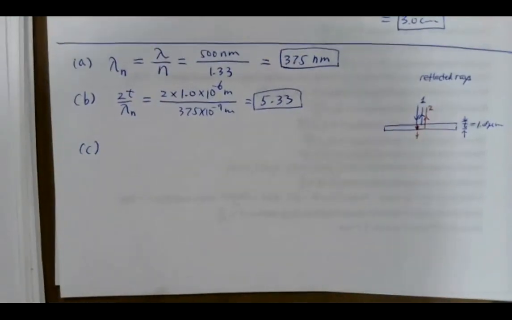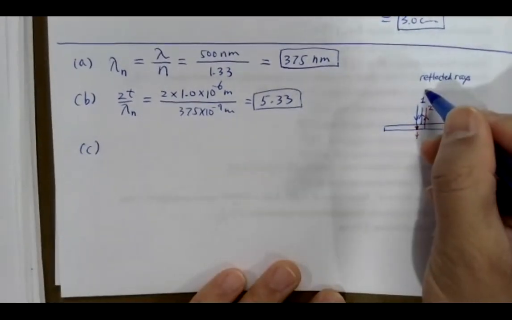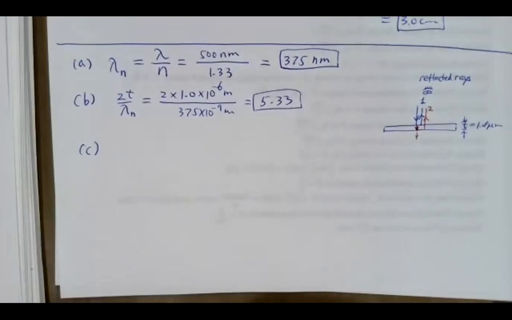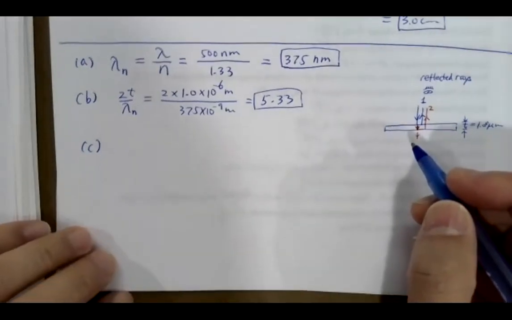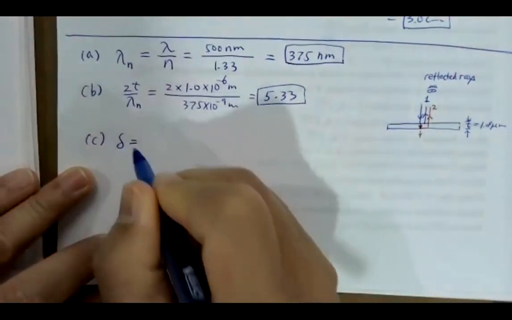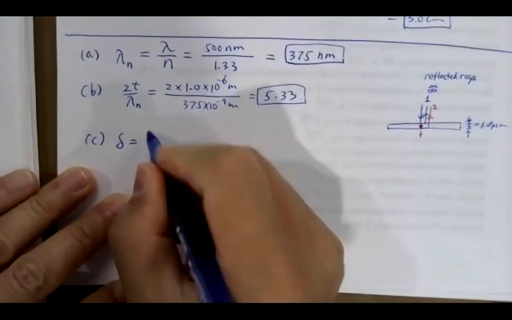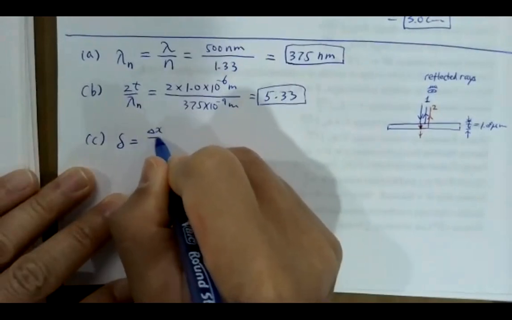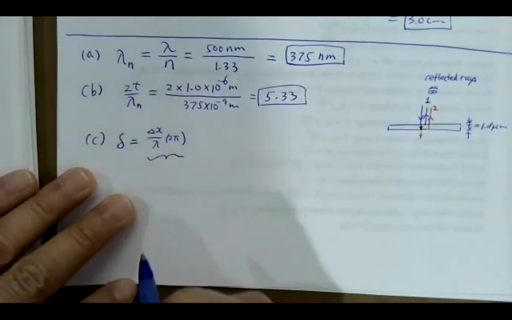Now let's see. For those two rays, when they arrive at your eye, if you are looking over here, then the two will enter your eye. Then you'll see the interference of the two reflected rays. The phase difference of these two rays, small delta, will come from two parts. One is the path difference, which will be delta x over lambda times 2 pi. That's the path difference.